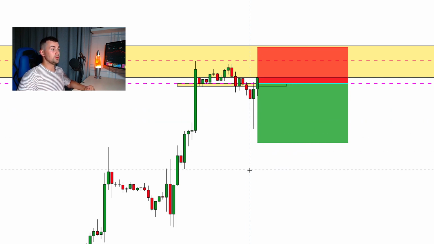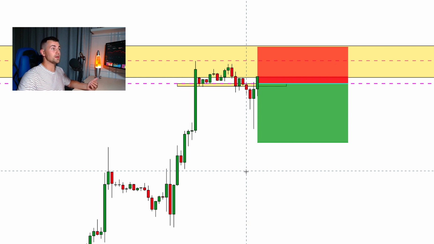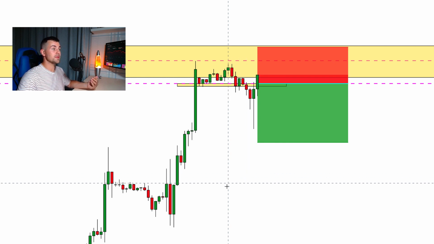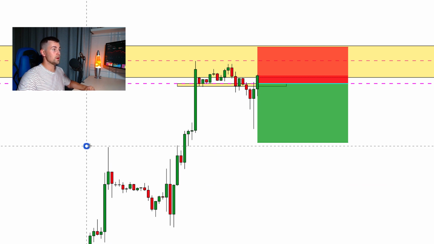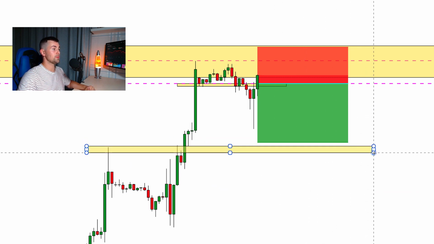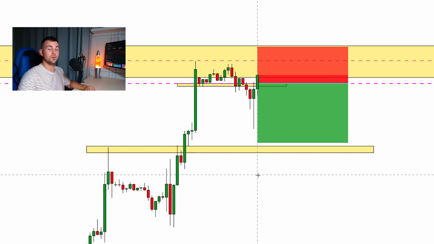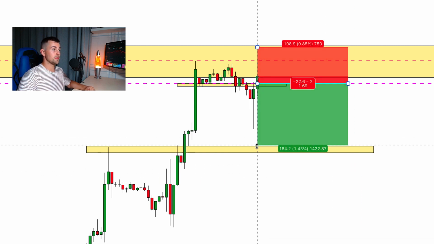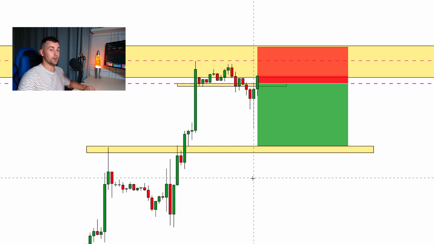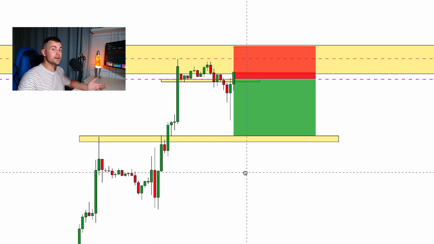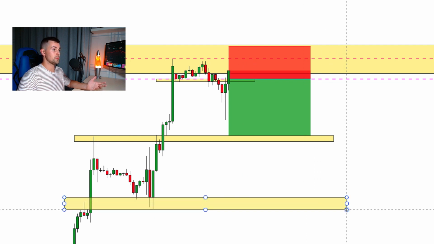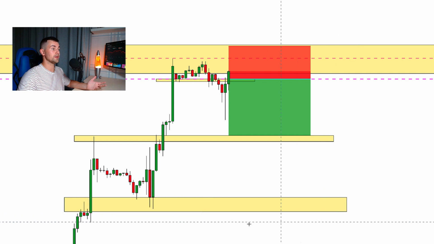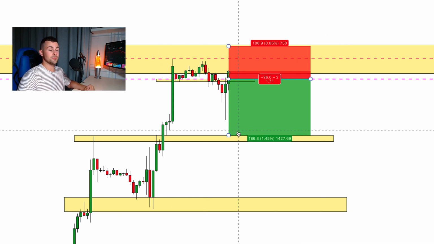Now about the targets. As we already discussed, our initial target is the closest strong structure, and our closest strong structure is right here. You can see that right here we have a very strong horizontal structure support, and there will be our initial target. Our second target is the next strong structure, and the next strong structure support that we see is right here. Again, you can see how nicely the price reacted to the structure in the past.